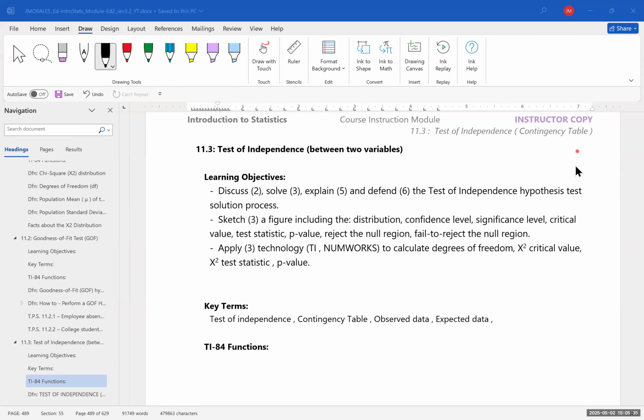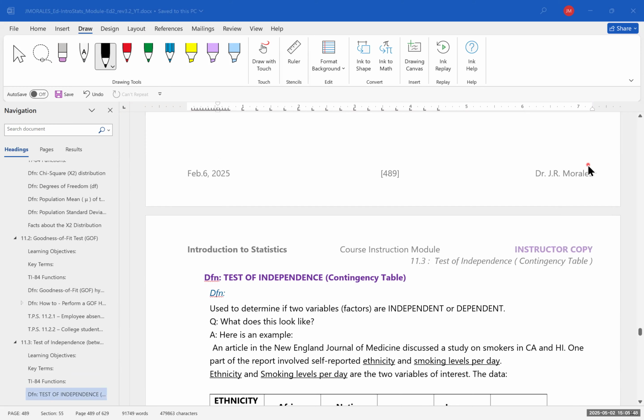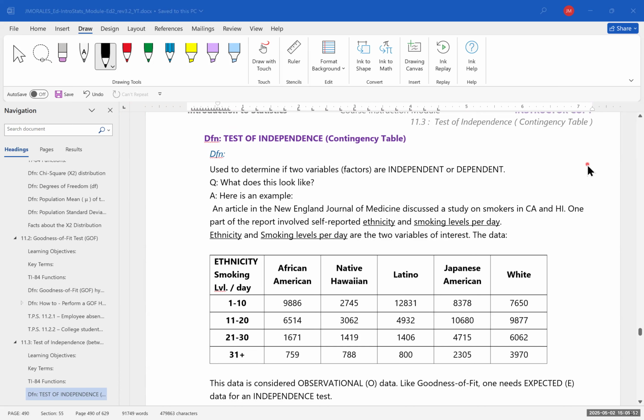All right, section 11.3 is about conducting a hypothesis test for a test of independence between two variables. So what is a test of independence? It's used to determine if two variables are independent or dependent on each other. So what does that look like?